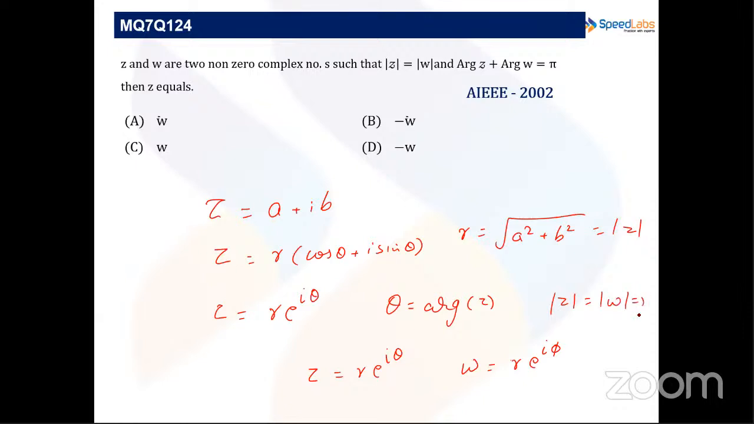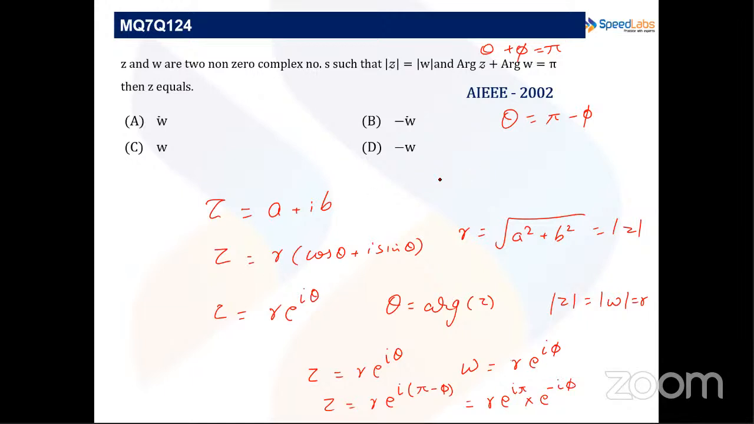of w equals r. Now we are also given that argument of z and argument of w equals pi. So that is theta plus phi equals pi. So we can write theta is equal to pi minus phi. So z will be equal to r e to the power i times pi minus phi. So it will be r e to the power i pi into e to the power minus i phi.